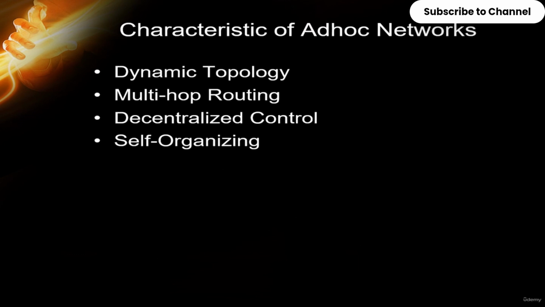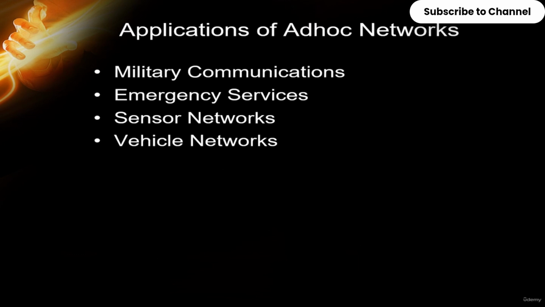And self-organizing, or we can say it is a self-configuration network. The network configures itself automatically, without any human intervention, and can form a network and communicate. So a single node is capable of discovering other nodes by establishing a route on the communication path. So these are the characteristics of ad hoc networks.